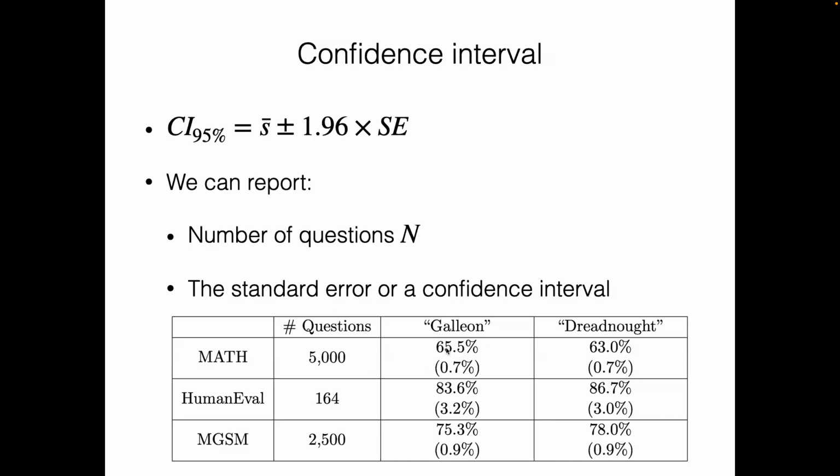So now we could take a look at these examples and report the confidence interval or the standard error. You could see here, for instance, that maybe the standard error is low on math, at least compared to HumanEval. You could see HumanEval only has 160 questions. In particular, this one is pretty big, in the sense that maybe there's some overlap in these confidence intervals for the two methods. This MGSM also looks small, but we'll get to that one in a bit.